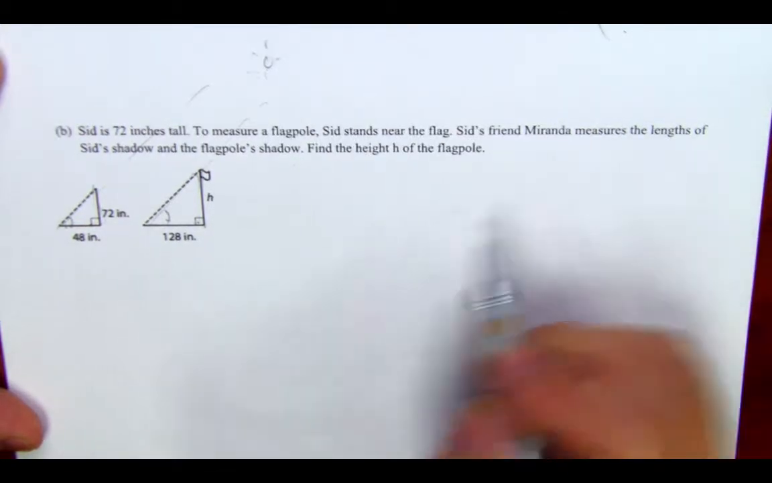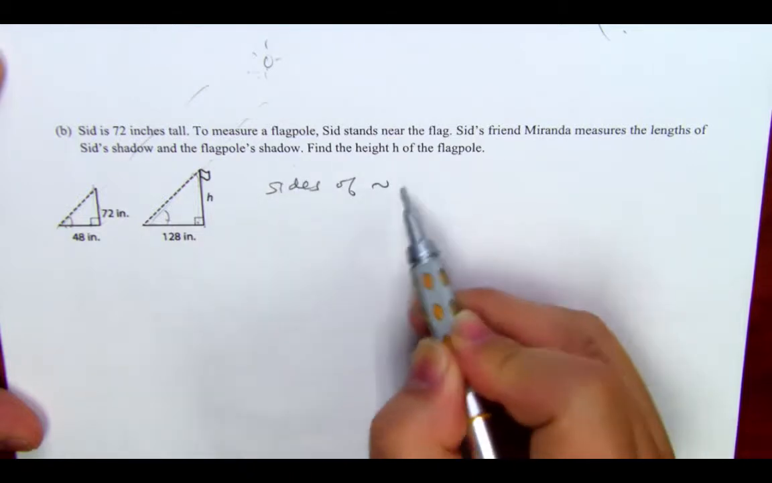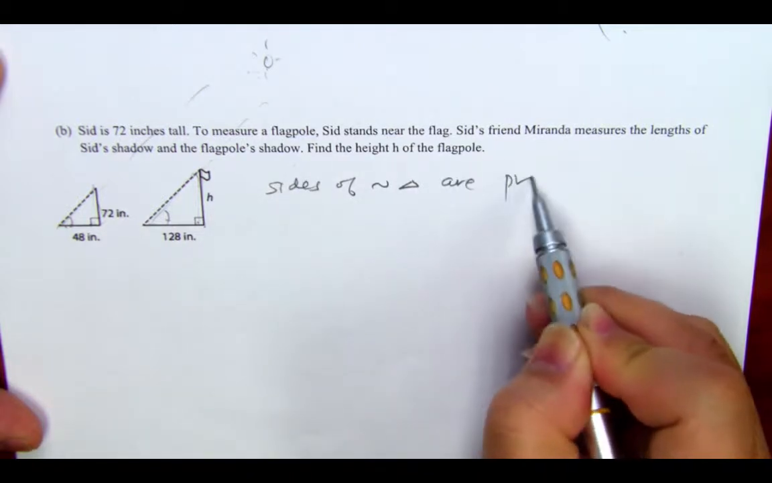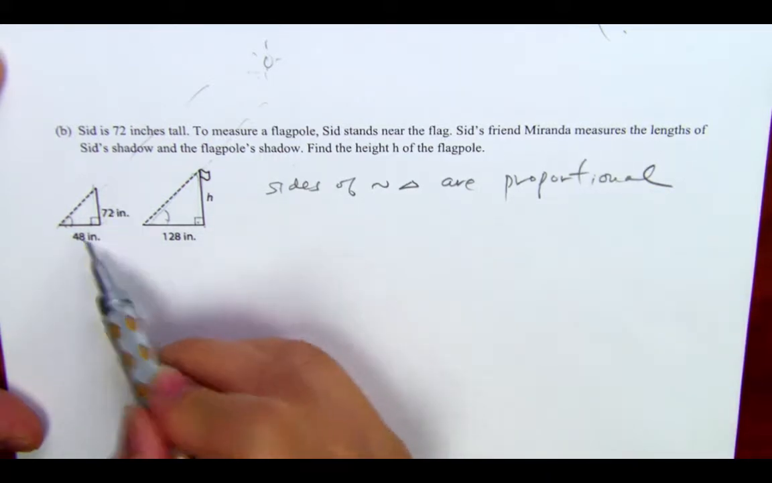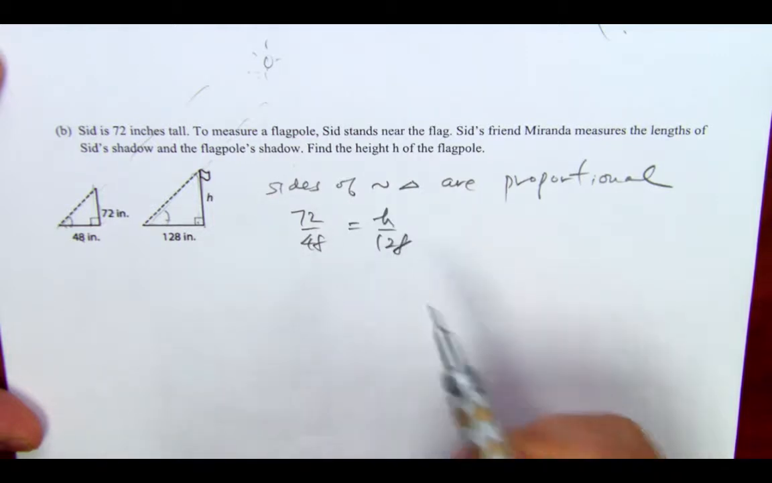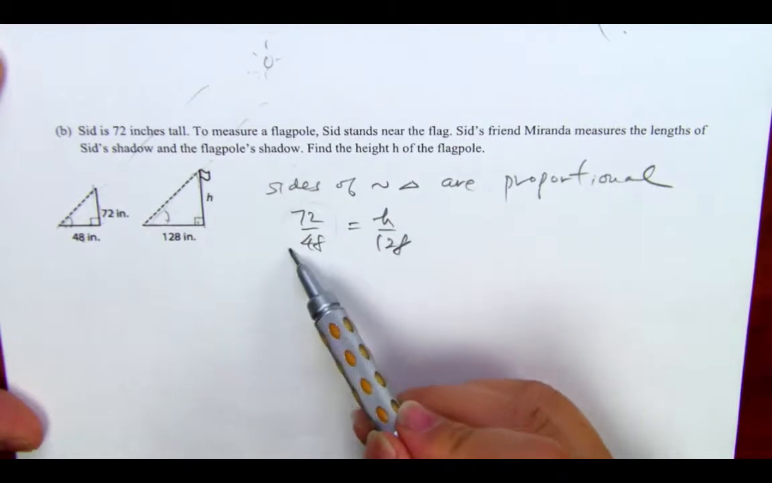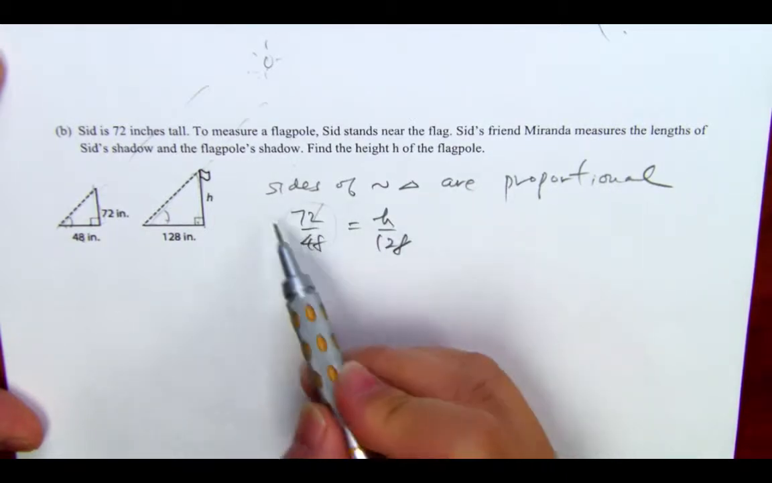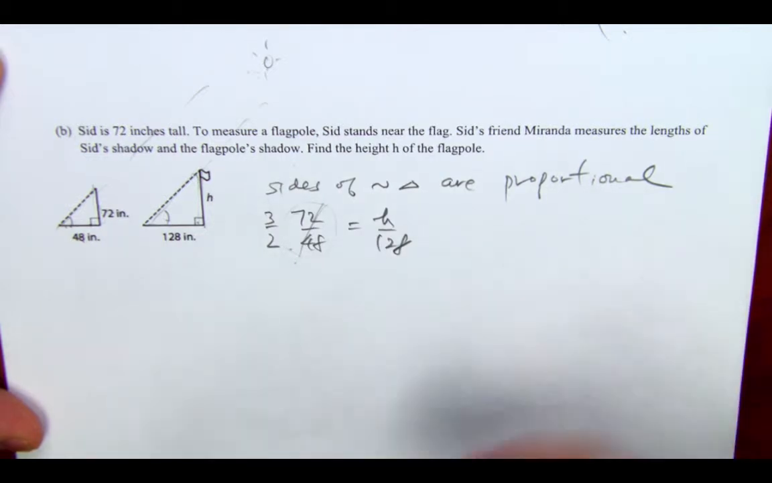So once again, sides of similar triangles are proportional. So you should always write down the reason for what you're doing, and that is 72 over 48 is equal to h over 128. And if you like, you could simplify this right here. That is equal to 3 over 2, right? So whenever possible, always try to simplify.